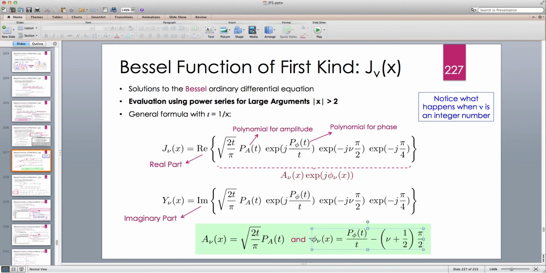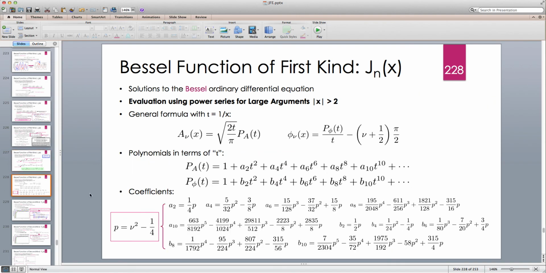So in general, the expansion of the phase for large x or very small t has this factor (nu plus 1/2) pi over 2. And now all I have to give you is these polynomials, pa and p phi, all right? So what are these polynomials? Amplitude is square root of 2t over pi times pa, the polynomial for amplitude, and the phase for parameter nu is p phi, the polynomial for the phase, divided by t, minus (nu plus 1/2) pi over 2. So polynomials are in terms of t, and t is 1 over x.